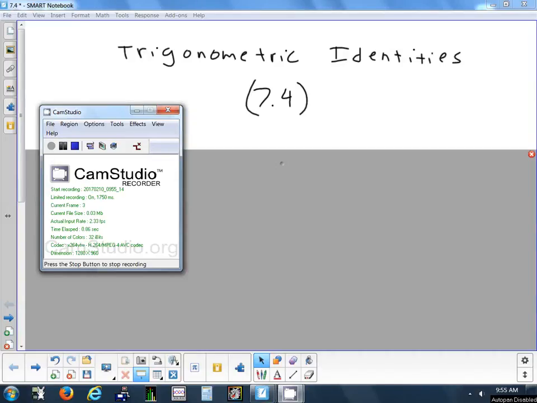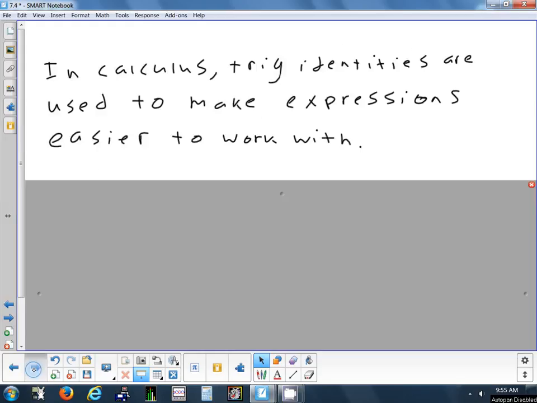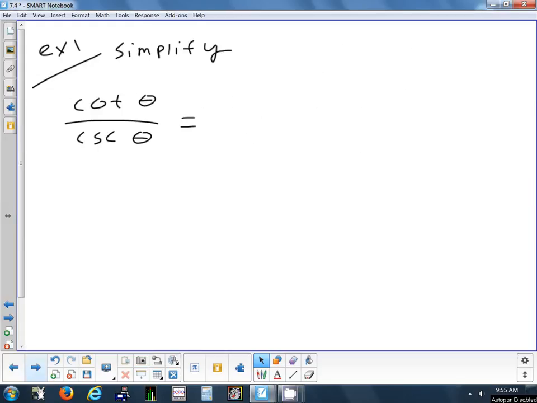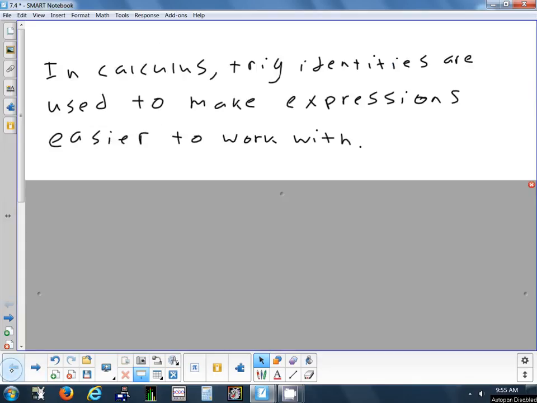Okay, so we're going to look at section 7.4, and the goal with trig identities is basically to take something that looks like that and simplify it. A lot of times you can take something that has multiple trig functions and make it so it has less, maybe just one. And we might even be able to get rid of that fraction as well.